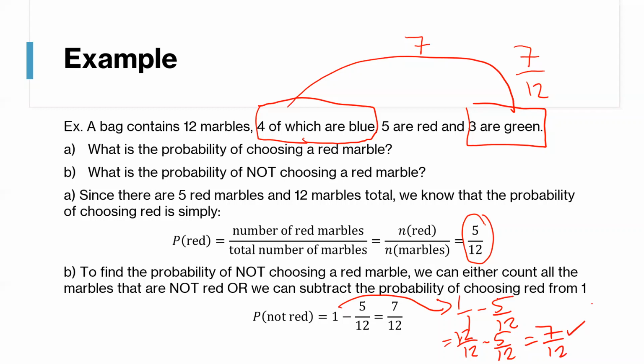Okay, so hopefully that explains how we use that theory. So that's it for the lesson.